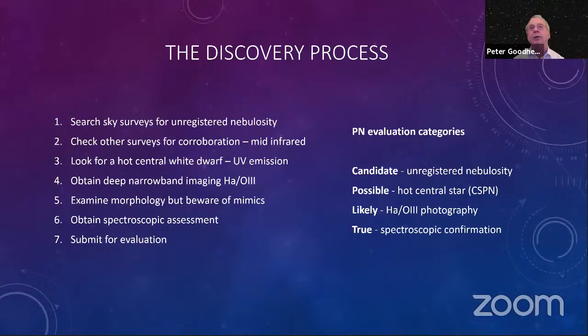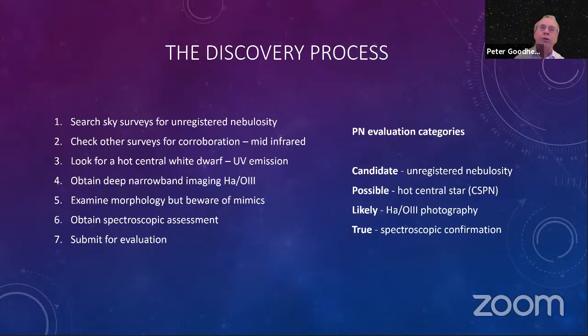And looking at that, if you find something there that matches the nebulosity, then that increases the probability that you've got something there. And there are a lot of other sky surveys that you can look at to see if there is something else that suggests that this is more than just hydrogen alpha emission. You can look for a hot central white dwarf, hot enough to create ultraviolet emission. That increases the probability. And then, like I've been doing, get deep narrowband imaging in hydrogen alpha and O3. And if that shows up, then that helps.